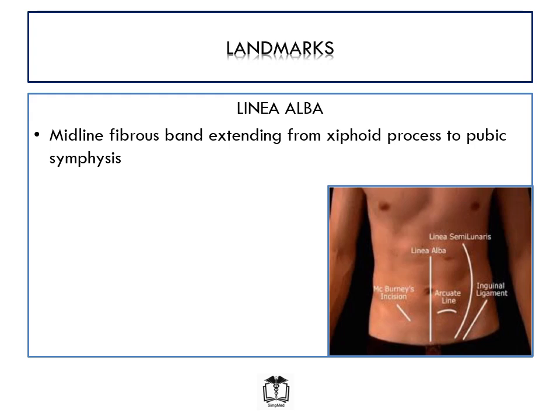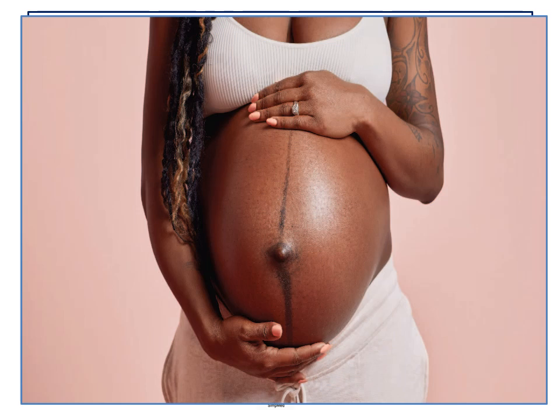I'll show you a picture of how that looks in the next slide. So this is the picture of the linea alba becoming hyperpigmented in the pregnant woman. You can see how that line extends from the xiphoid process all the way down to the pubic surfaces.